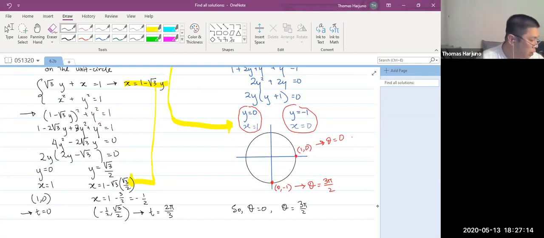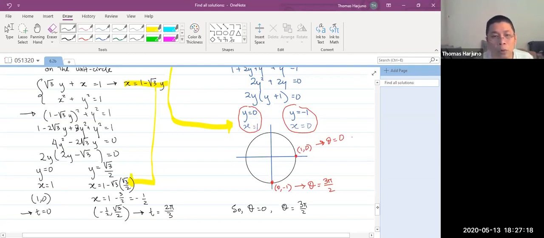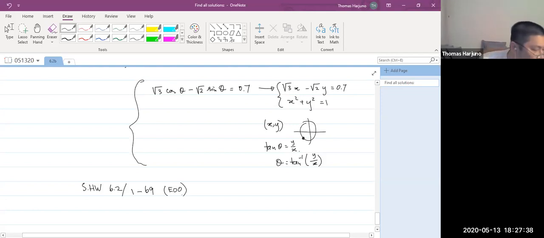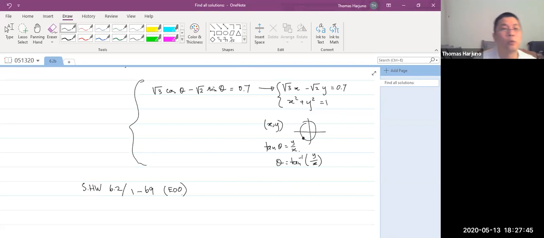Suggested homework from 6.2: I somehow think I already asked you to do some, but let me ask you to do more. From 6.2, number 1 to number 69, just do every other odd. And if you have more time, do more, especially on the later, more complicated questions.